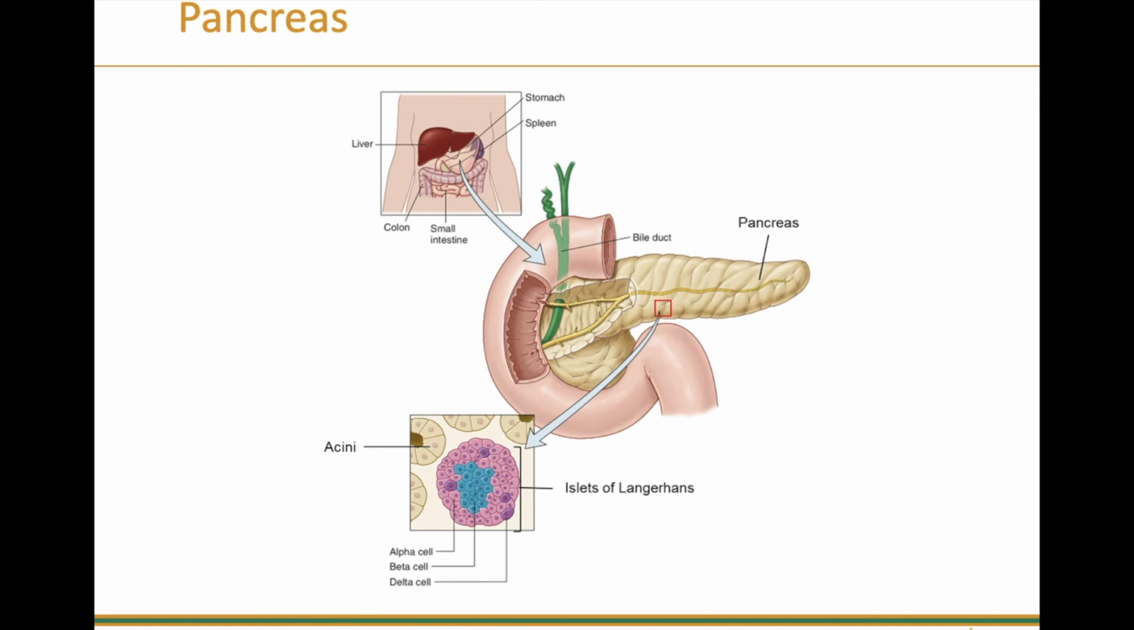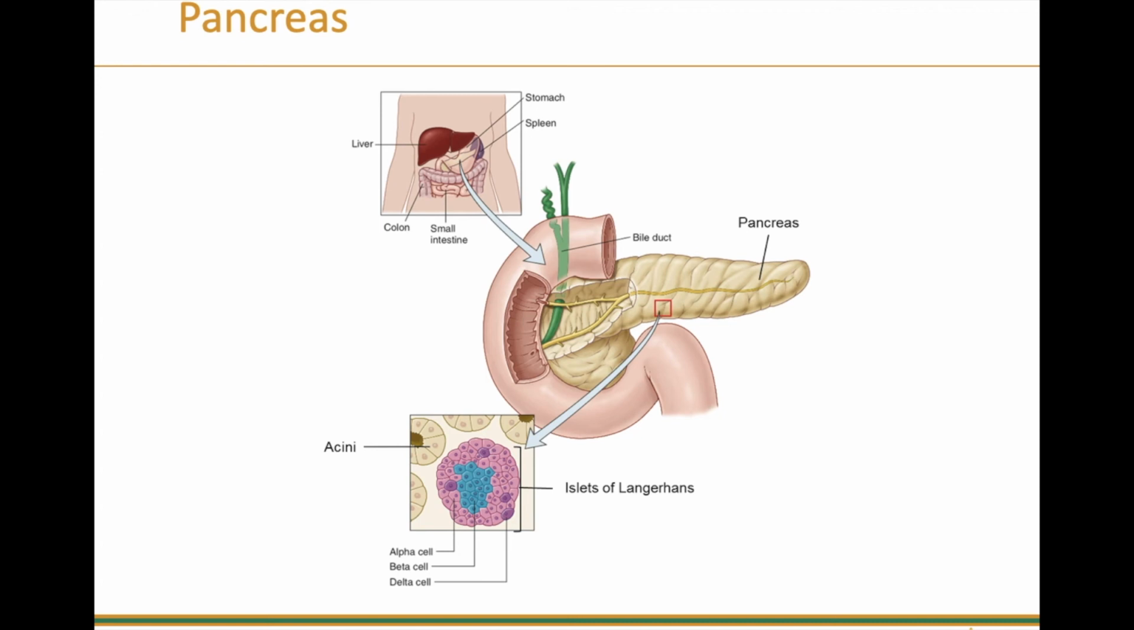Alright, next is the pancreas. So the pancreas is an exocrine organ. It's part of our digestive system. It produces a lot of digestive enzymes. It also produces some hormones for us. So inside there are these little what are called islets of Langerhans.